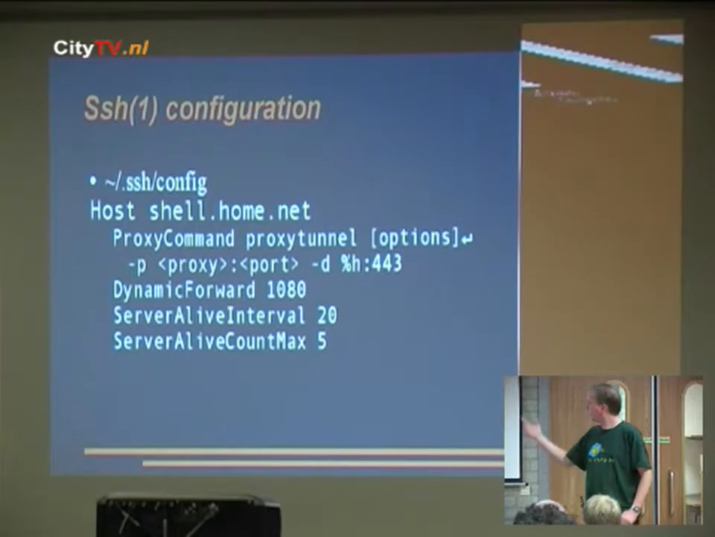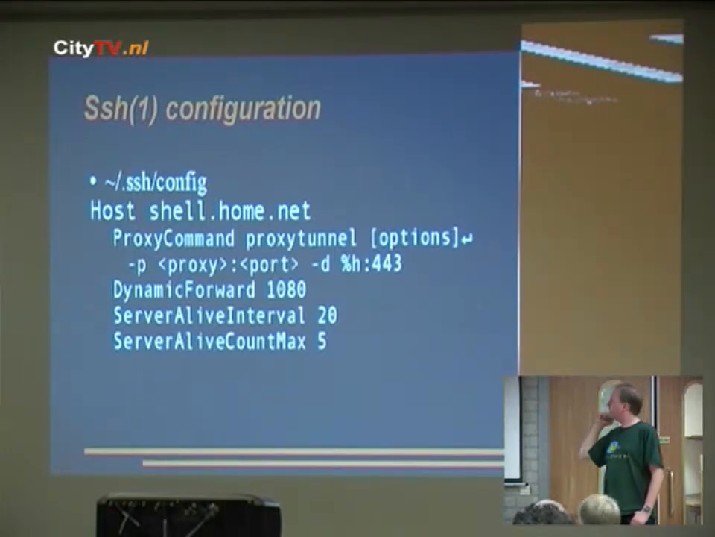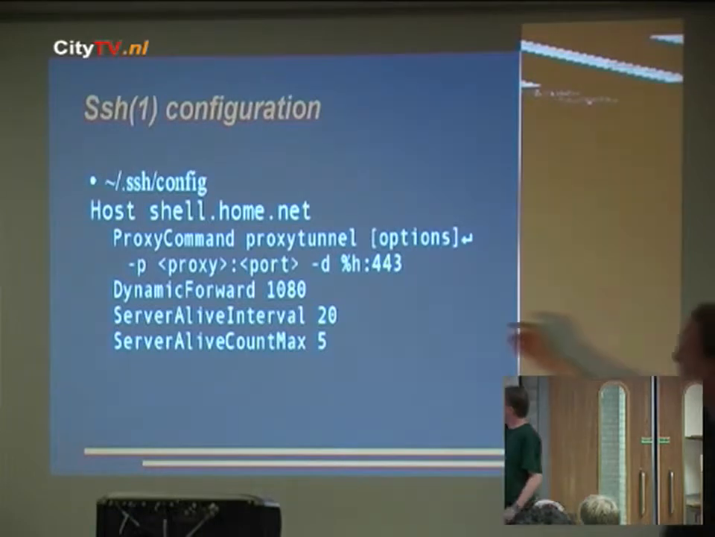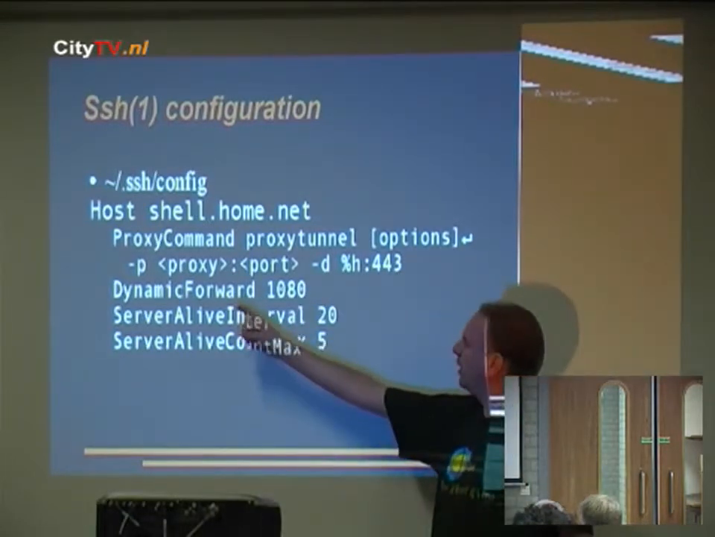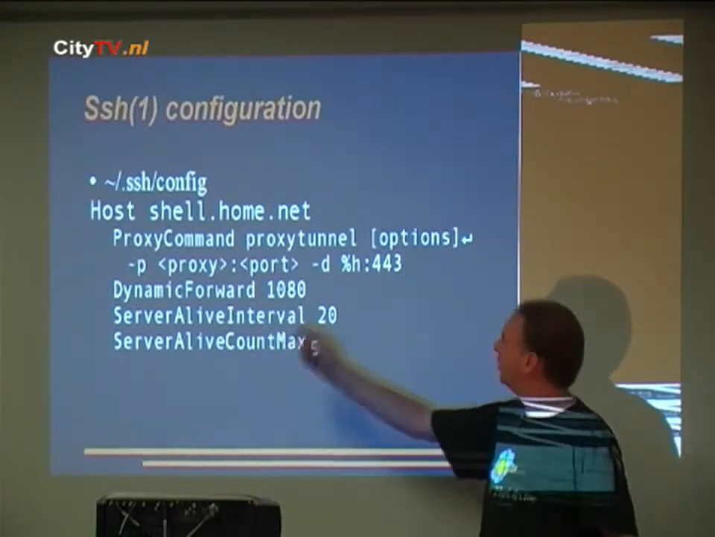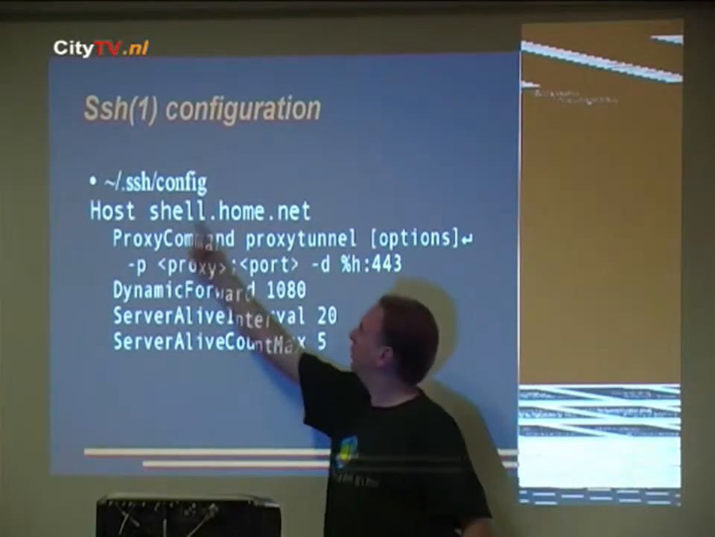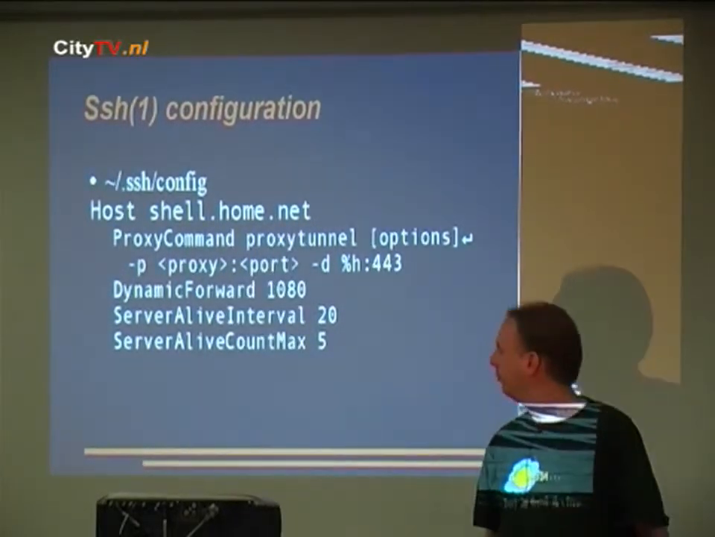The example SSH config is shown here. You have a host entry for your system that you're connecting to. You're telling it to use a proxy command. The proxy command is the Proxytunnel. You specify the IP or host name and the port for your proxy server and the machine you want to connect to. And this is a macro which expands to the host name here.